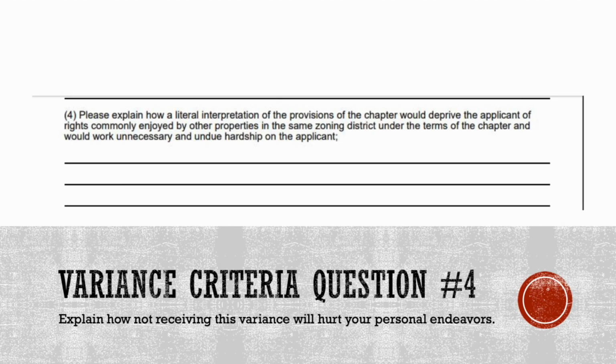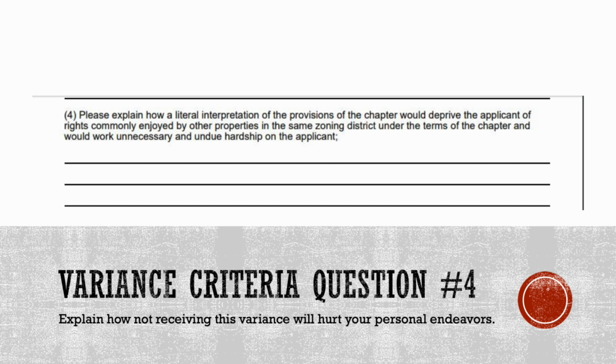Fourth criteria question, explain how a literal interpretation of the provisions of the chapter would deprive the applicant of rights commonly enjoyed by other properties in the same zoning district under the terms of the chapter and would work unnecessary and undue hardship on the applicant. So you want to explain how not receiving this variance will hurt your personal endeavors.